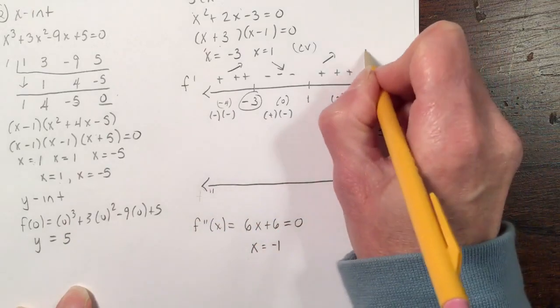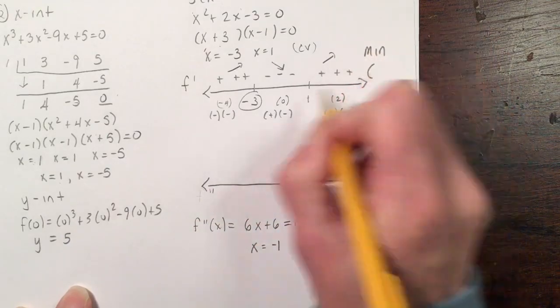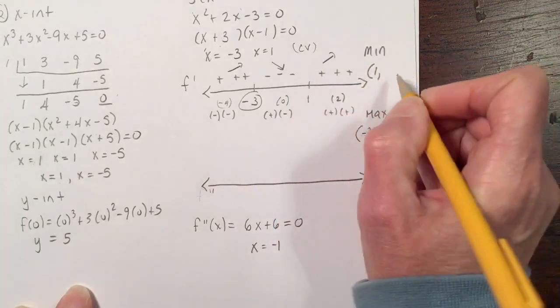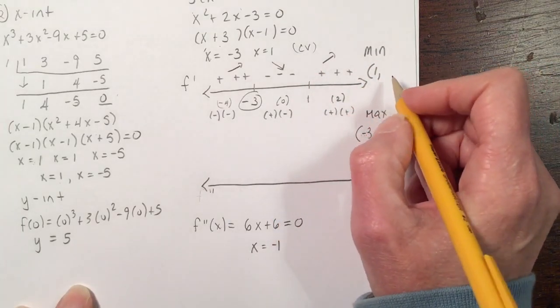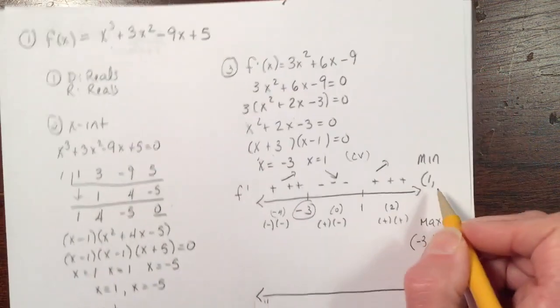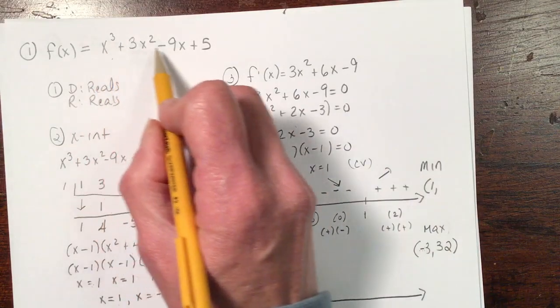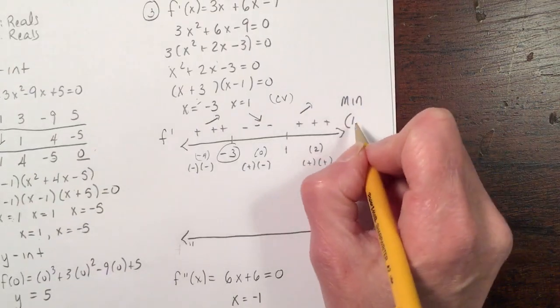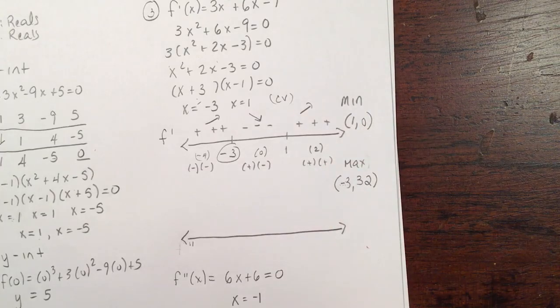Oops, I forgot to do the minimum value. My minimum is going to occur when x equals 1. So the point on the curve is going to be whatever value I get when I plug 1 into the original function. And you could take a second and do that on your own. And you should get 0. Sorry about that, guys.